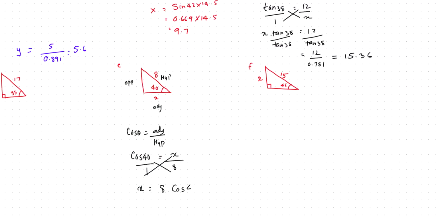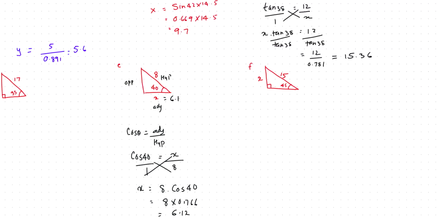Now we calculate. Cos 40 is 0.766, and 8 times 0.766 comes to 6.12. So this side is 6.12.